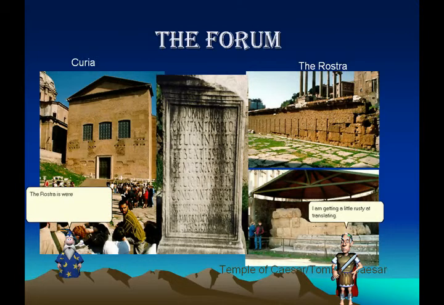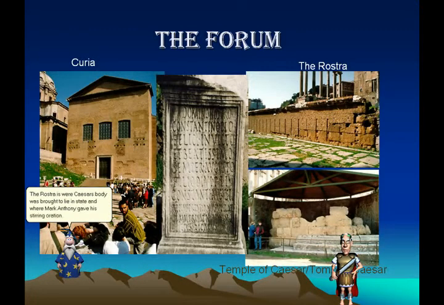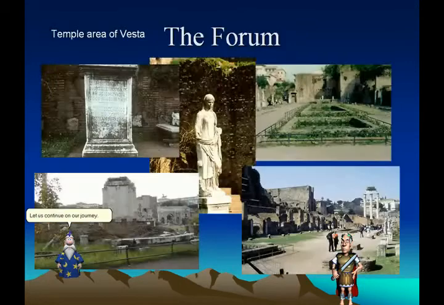The rostra is where Caesar's body was brought to lie in state and where Mark Antony gave his stirring oration. It is said that the sorrowed crowds piled up chairs and benches to make an improvised pyre. What remained of Caesar was placed beneath the altar in the temple of Caesar. Let us continue on our journey.